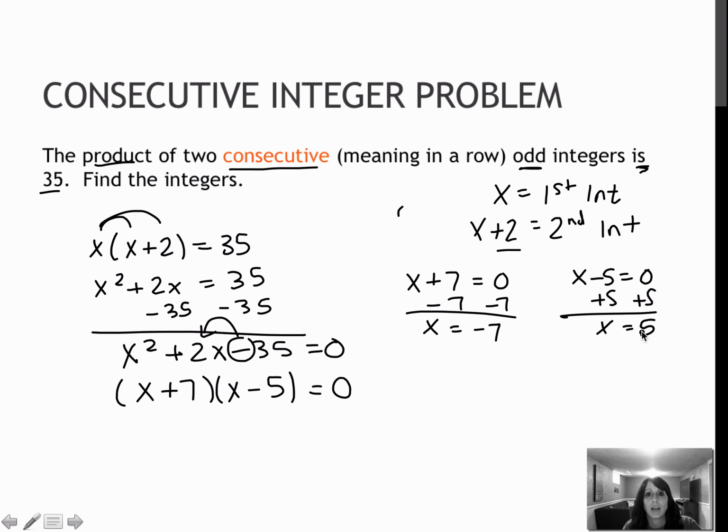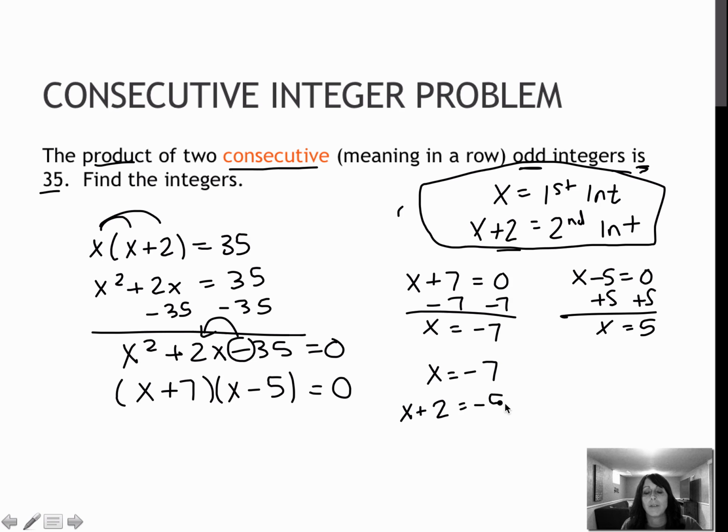Now, are these two values, negative 7 and positive 5, consecutive odd integers? No, they're not. However, I know, because I said at the beginning, that whatever the first number is, if I add 2, I get the second integer. So if my first integer is negative 7, then 2 more than that would be negative 5. Are these consecutive odd integers? Yes. Do they multiply to 35? Yes. So that's one solution.